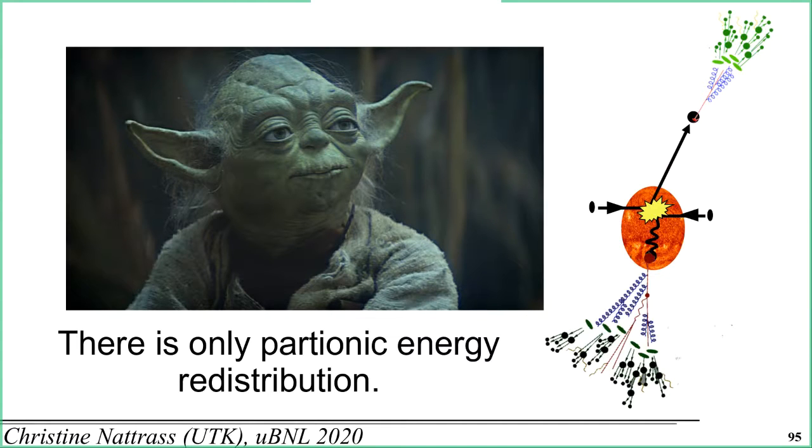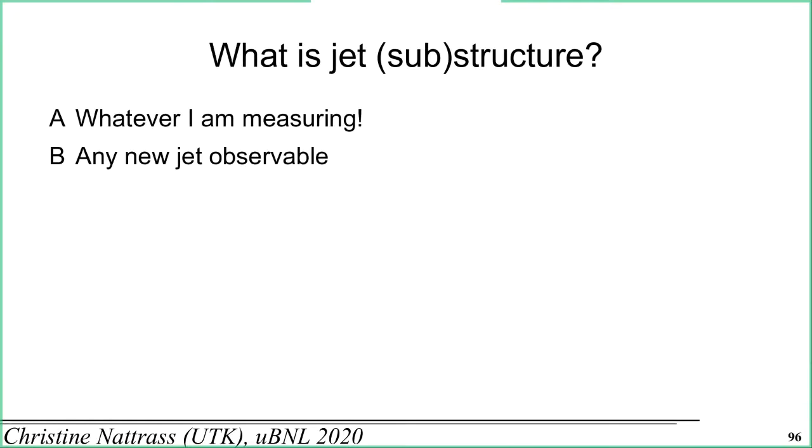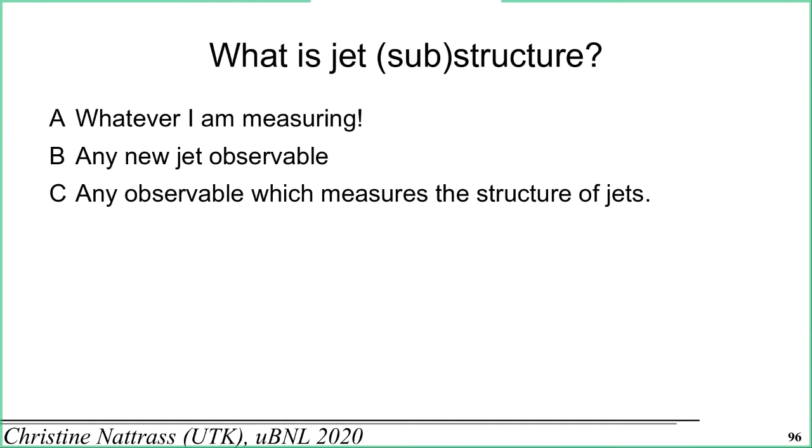So if we try to go beyond thinking of it as the parton loses energy and then the energy just goes away, we want to try to quantify where it goes. And you may have heard this term, jet structure or jet substructure. What is it? Whatever I am measuring? Any new jet observable? Any observable which measures the structure of jets. So what does the structure of jets mean?